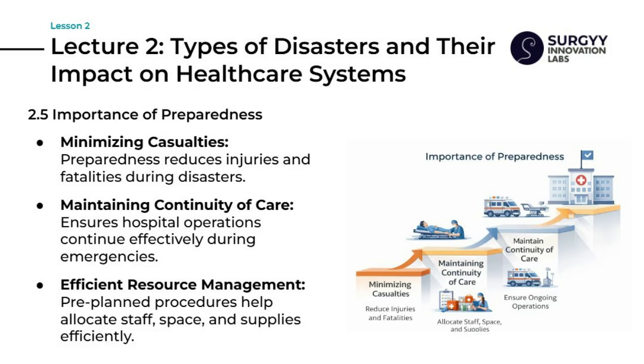during the chaos. Lastly, efficient resource management is achieved through pre-planned procedures that help administrators allocate staff, physical space, and medical supplies effectively. By preparing in advance, healthcare systems can transition from normal operations to emergency mode with minimal confusion, ensuring that every available resource is used to save lives and support the community.